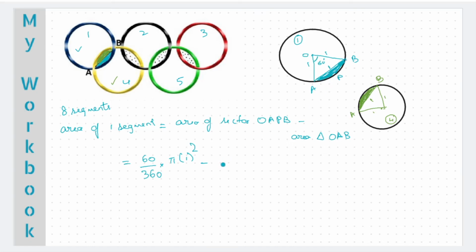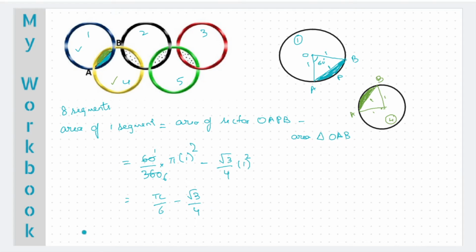For an equilateral triangle, the area is given as root 3 by 4 a square, where a is the side of the triangle and it is 1 here. So 60 by 360 is 1 by 6. So pi by 6 minus root 3 by 4. This is the area of one segment.